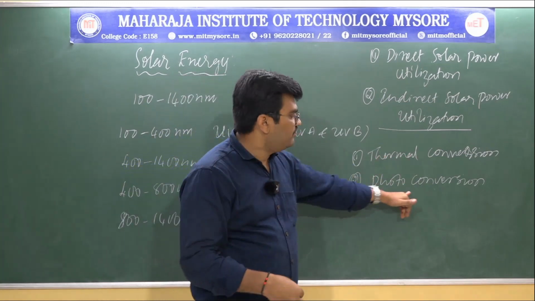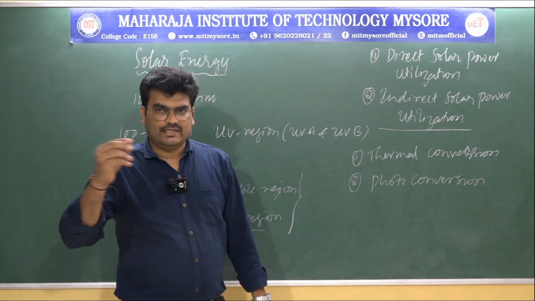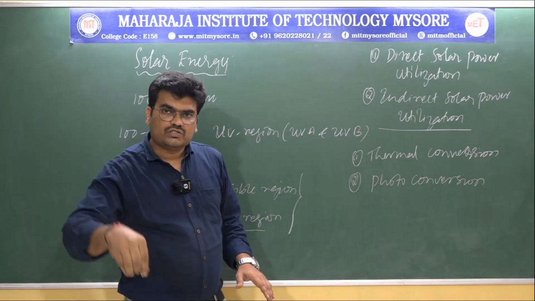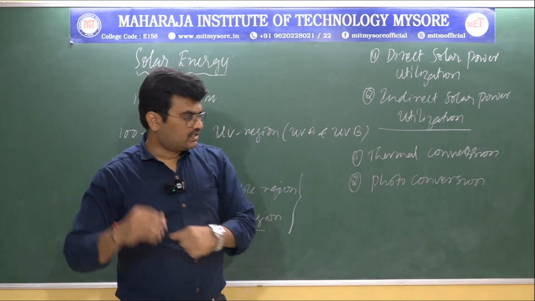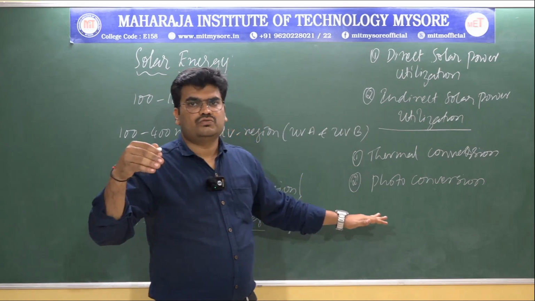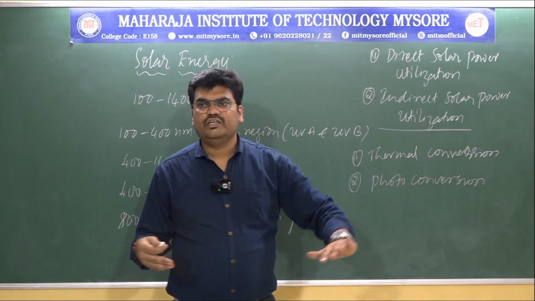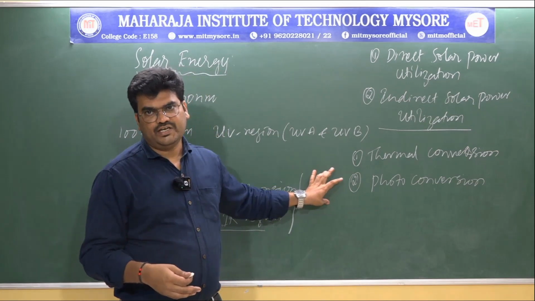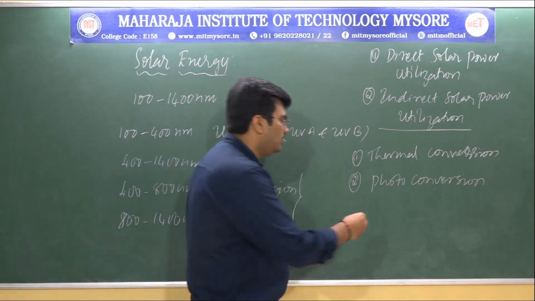So coming to photo conversion, the very best example is solar cells or photovoltaic cells. That means sunlight hits the solar cells and the sunlight is directly converted into electrical energy. So it is just like one step transformation. So they are called photo conversion, right? The very best example for photo conversion are the photovoltaic cells.